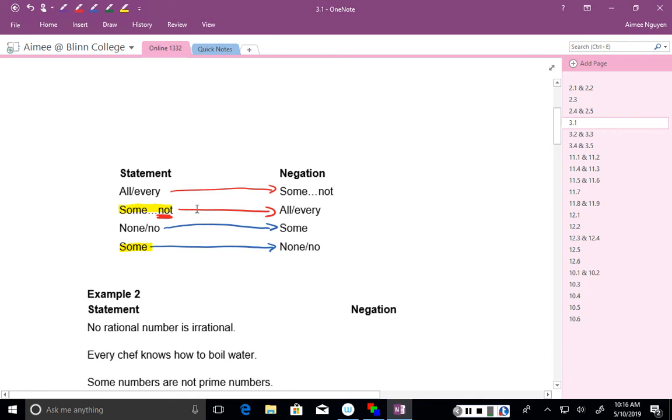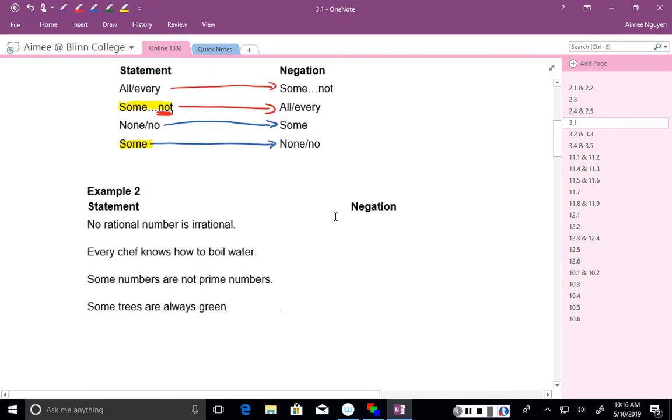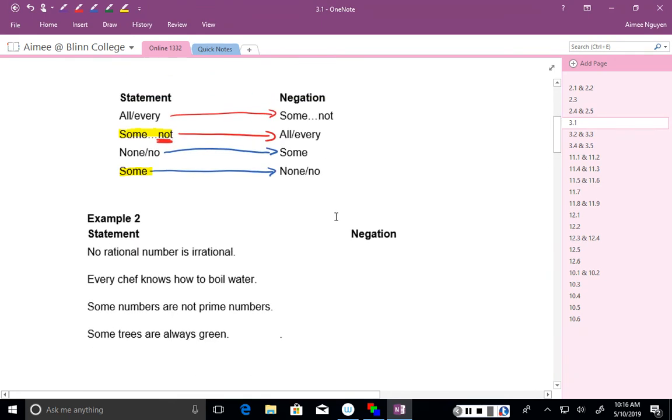So here we go. Let's write some negations. The first one says no rational number is irrational. So we know that the opposite of no is some. So that means the opposite of no rational number is irrational would be just that some rational numbers are irrational.